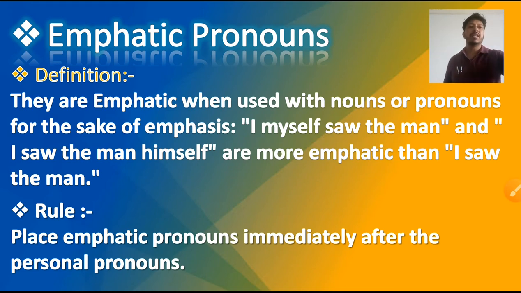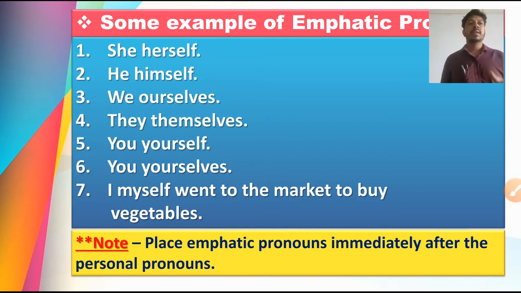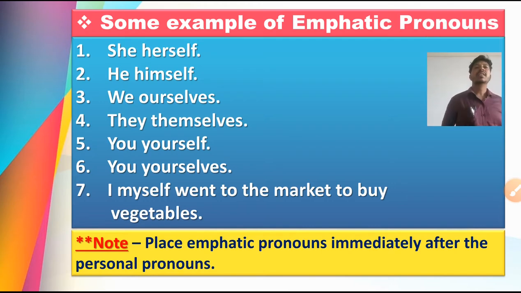Here are some examples for you. Some examples of emphatic pronouns: she, herself; he, himself; we, ourselves; they, themselves; you, yourself; you, yourselves. "I myself went to the market to buy vegetables." Place the emphatic pronoun immediately after the personal pronoun, as I have already told you.